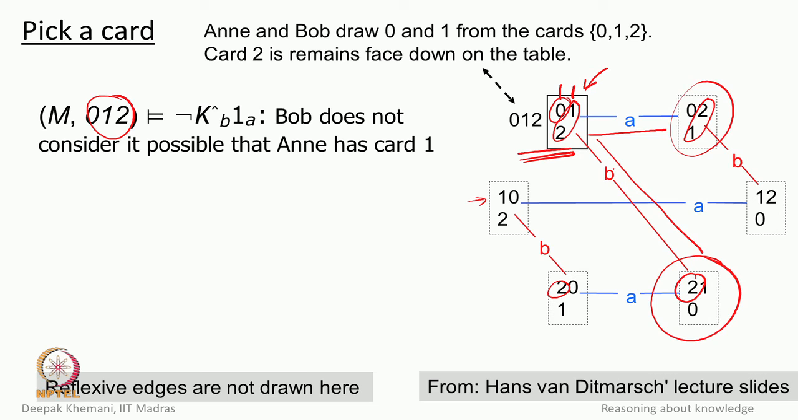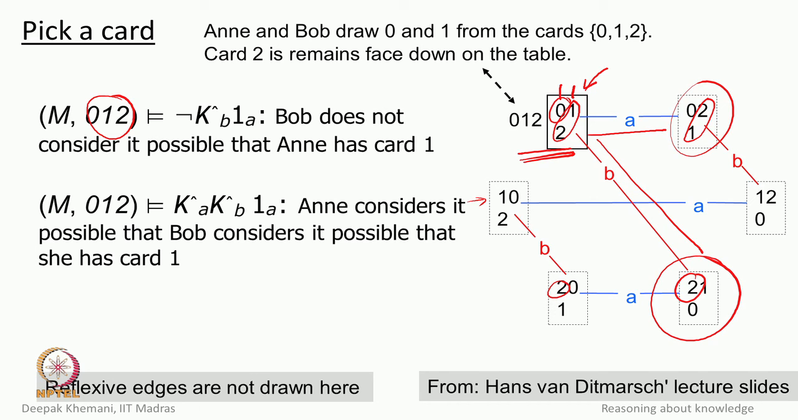and you can see that in both the possible worlds that Bob considers, in one possible world Annie holds 0, in another possible world Annie holds 2 essentially. Now, this is obvious because Bob knows that he is holding 1. So, Annie cannot be holding 1 essentially. But we can look at this formula and say that.